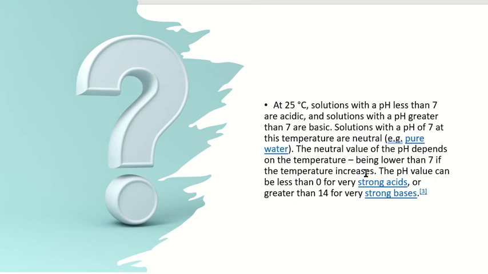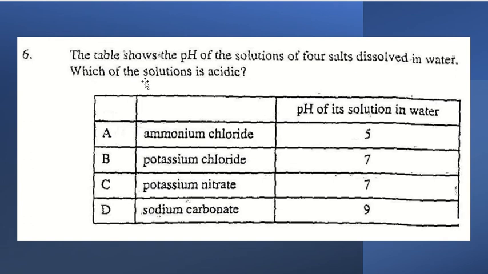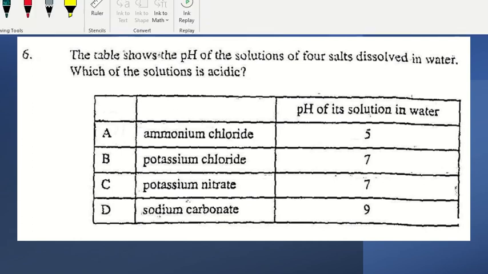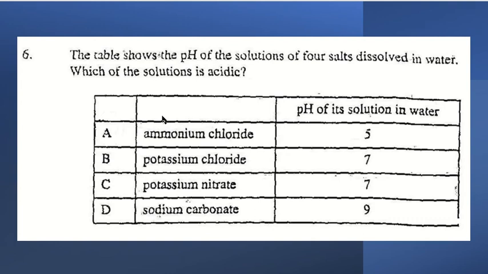If the temperature increases, the pH value can be less than 0 for very strong acids or greater than 14 for very strong bases. So the answer to which of the solutions is acidic: as we have discussed, ammonium chloride will be acidic because its pH is less than 7. So this is the right answer.